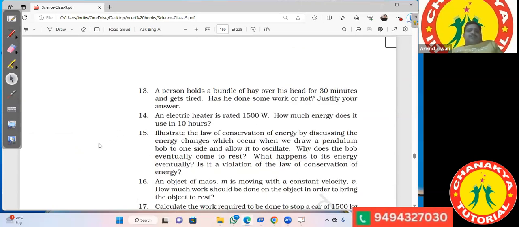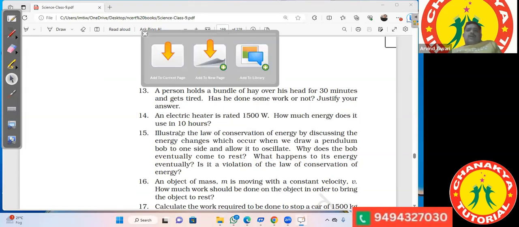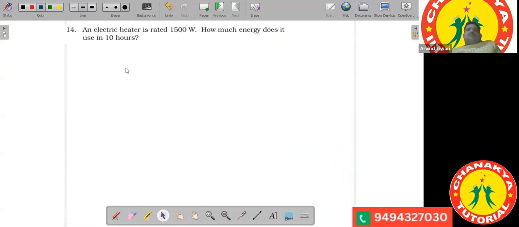Okay, see this question. Now try to do this. I'm writing the formula here for your help. The energy will be given by power into time. And that's it. So try doing this.